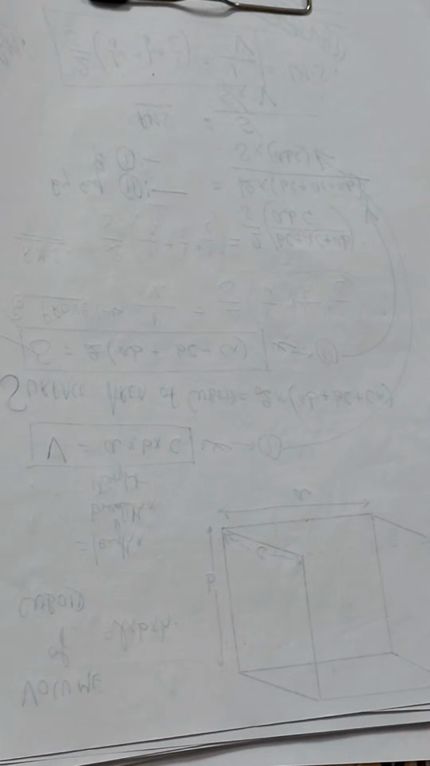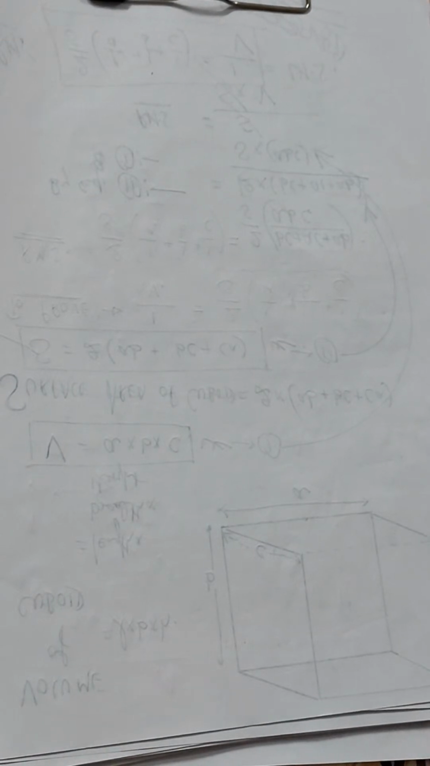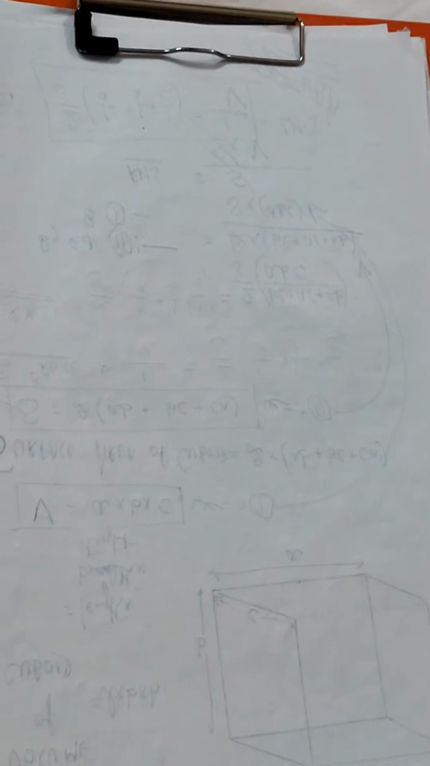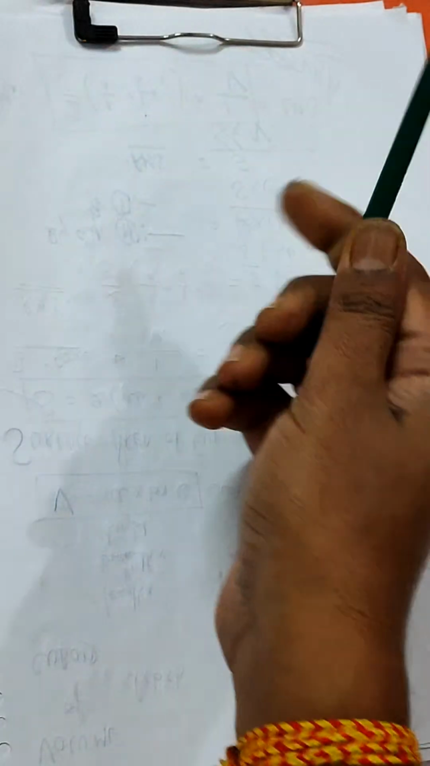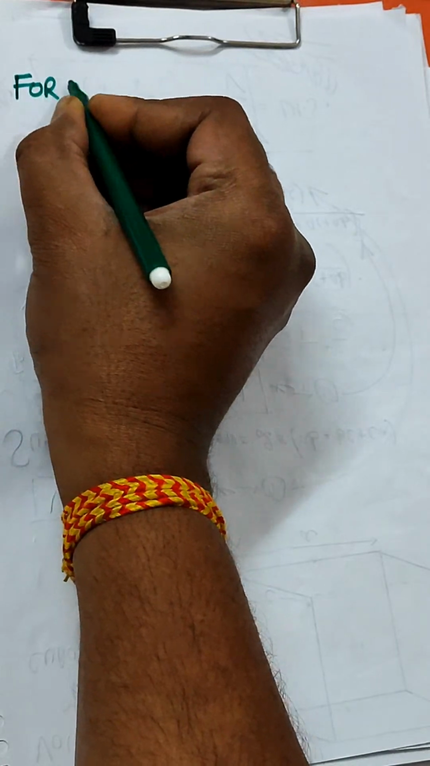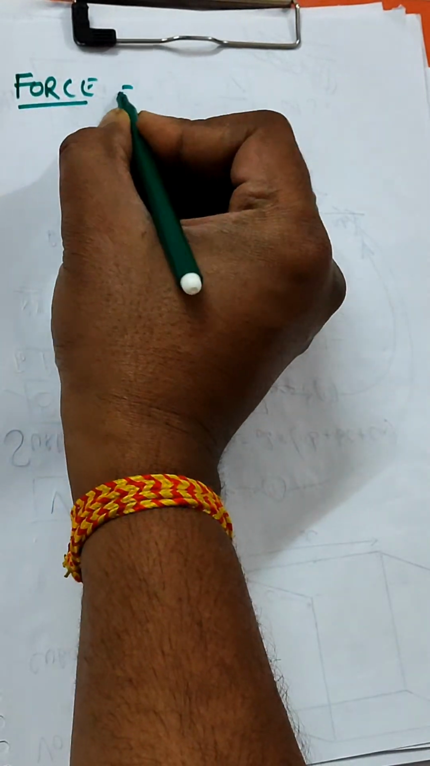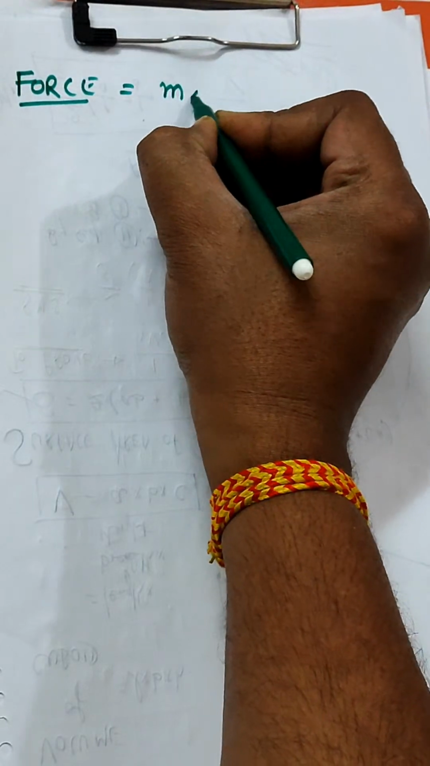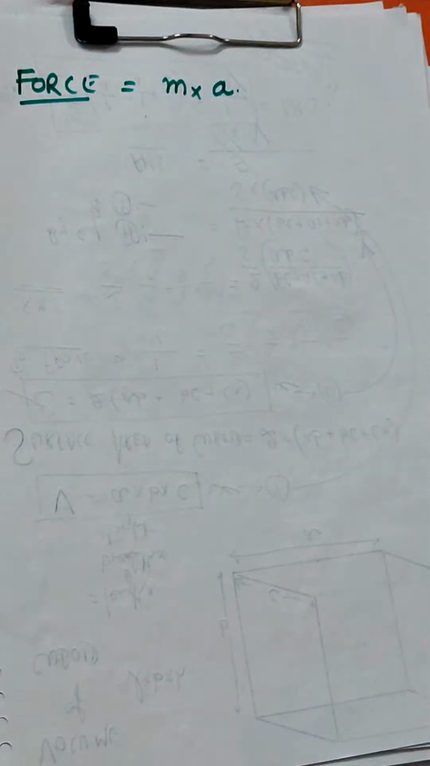Let us take the example of electric capacity. Before electric capacity, I want to take you to the dimension of force. What is force? Just remember, force can be represented as m into a, right?